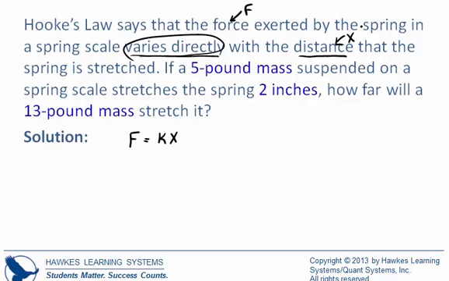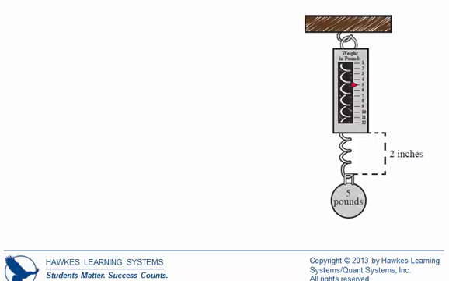Once we've written the equation to express the nature of the relationship, the second step is to use the given information to solve for k. So as I move to the second sentence, I know that a 5-pound mass suspended on the spring scale stretches the spring a distance of 2 inches. All right, now I'm going to flip over here just so you can see this picture. Here's your spring scale. You have your pounds, your 5-pound mass suspended on the scale, and you can see that it has stretched the spring down 2 inches.